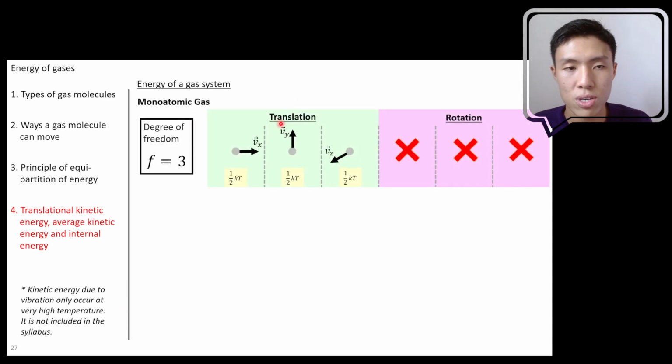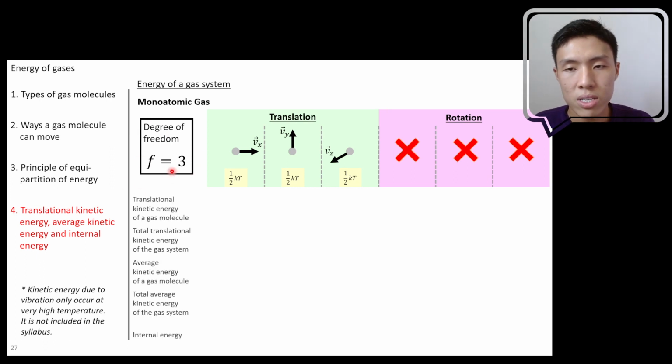Again, you have 3 ways to translate, 0 ways to rotate. The degree of freedom is 3. So there are 5 different values that we are going to study for energy for this gas system. The first value that we're going to study is translational kinetic energy of a single gas molecule. So one gas molecule, how much translational kinetic energy does it have?